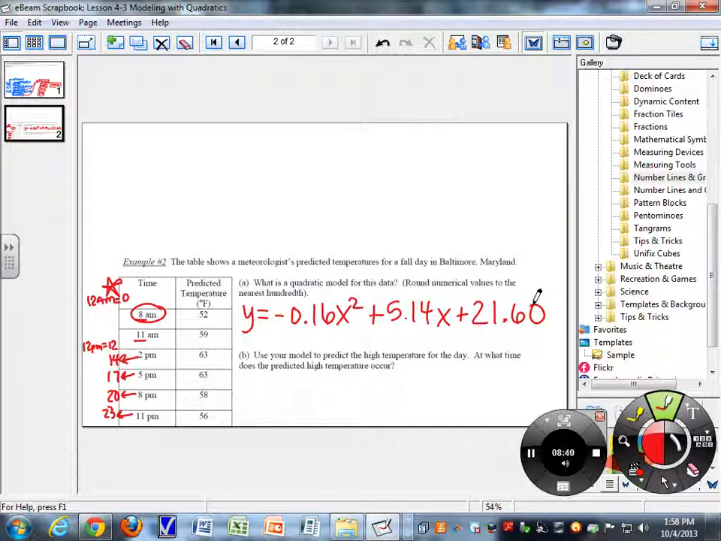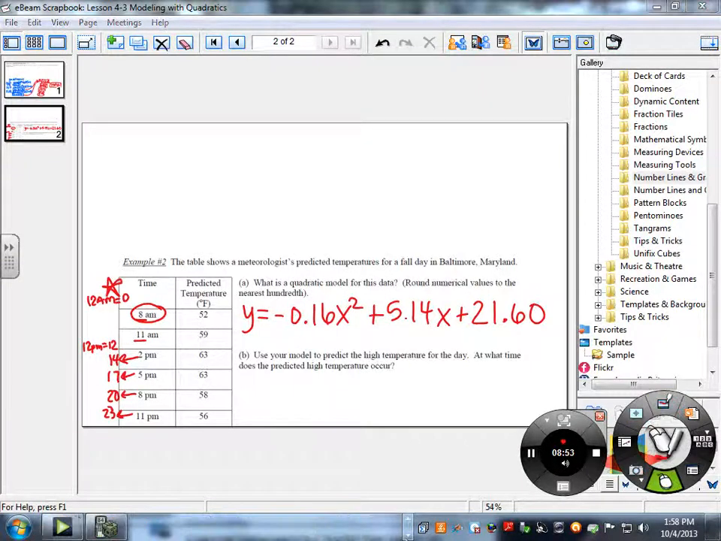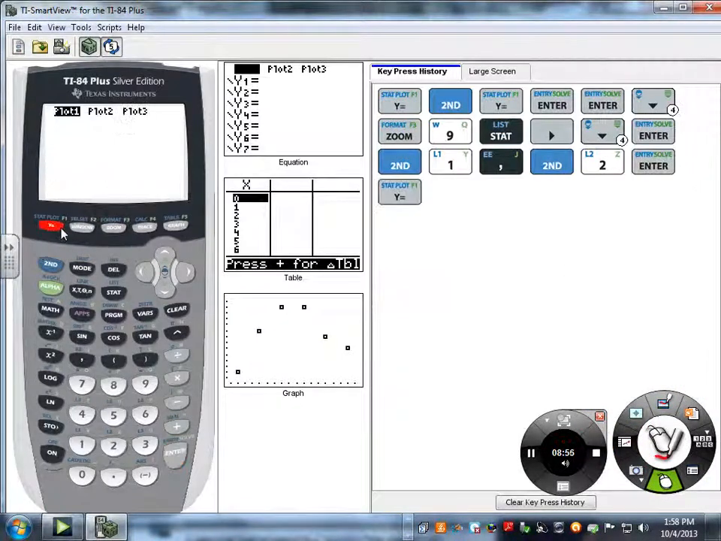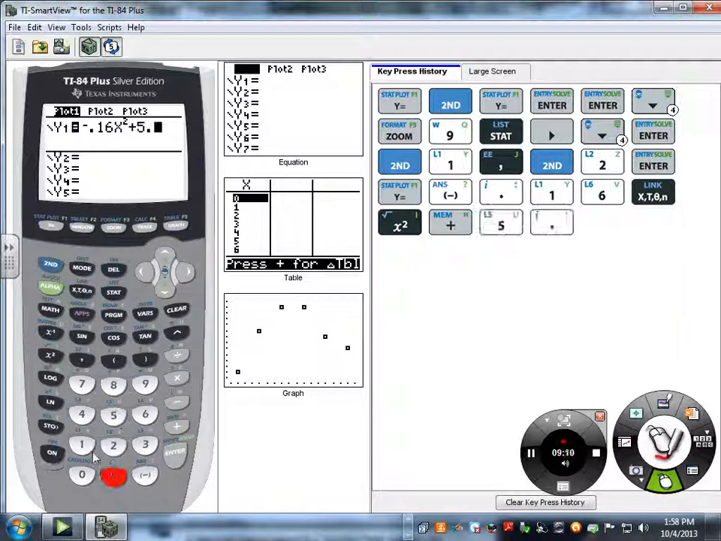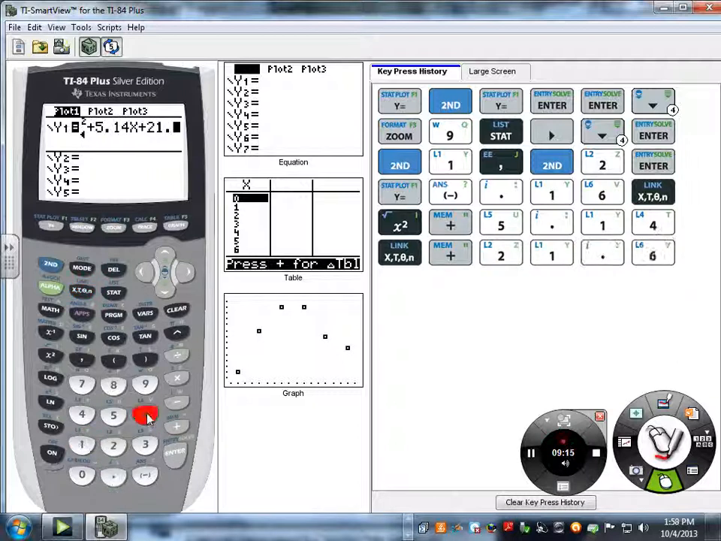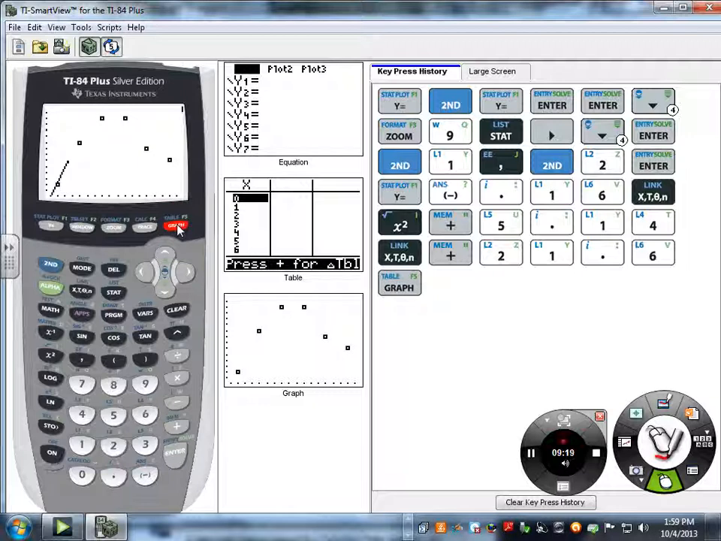Now, the next thing it asks me is to use my model to predict the high temperature for the day. At what time does the predicted temperature occur? So I'm going to go back and look at the calculator for a minute just to understand what this is saying. And go ahead and go to your y equals menu and type the equation that we came up with in that menu. So we have negative 0.16x squared, we have 5.14x, and 21.6. And now graph that with your data just by hitting graph.